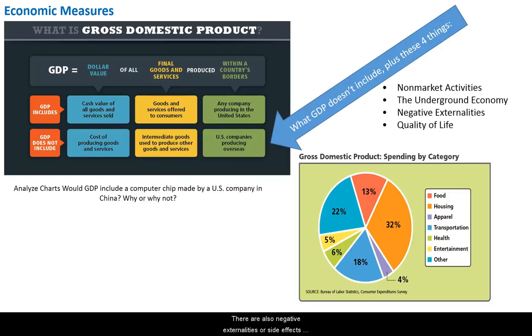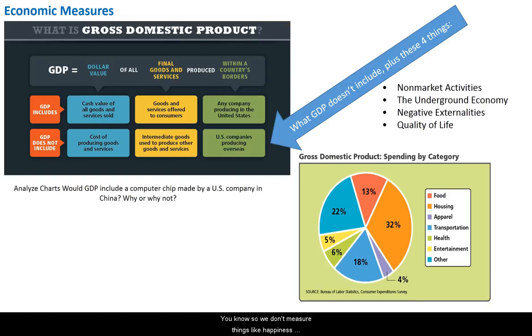There are also negative externalities, or side effects, that we learned about in Unit 1 or 2, which are things like, what's the value that you place on someone cleaning up trash near a river, which doesn't necessarily get reported. And then, just because we have a high GDP doesn't necessarily mean quality of life.